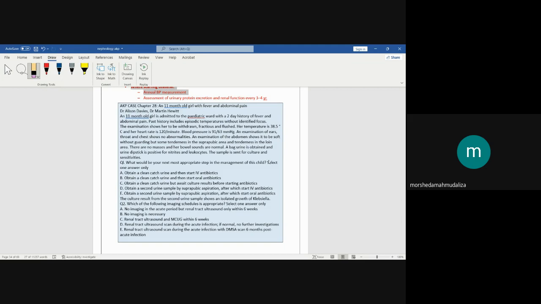Obtain a clean catch urine, then start IV antibiotic. Obtain a clean catch urine, then start oral antibiotic. Obtain a clean catch urine, but await culture result before starting antibiotics. Obtain a second urine sample by suprapubic aspiration, after which start IV antibiotic or oral antibiotics. So the points which are required, I just discussed.